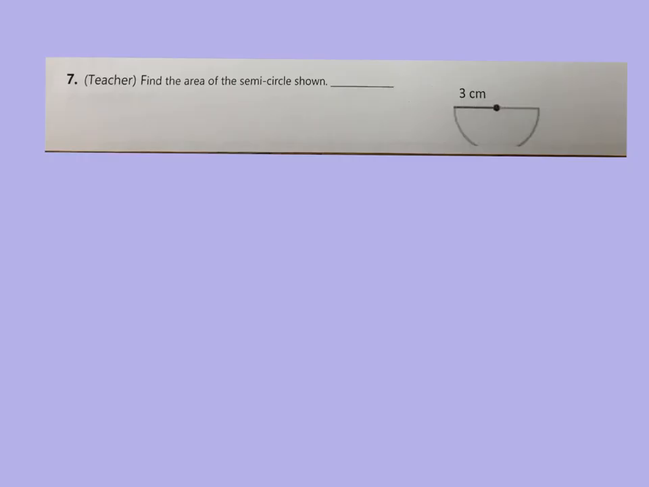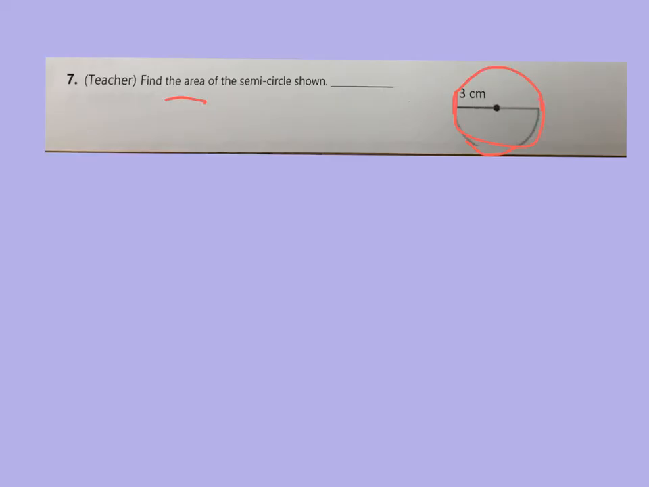So number 7, find the area of the semicircle shown. Well, a semicircle means half the circle. So I see that we're given the radius of half a circle. So I'm going to go ahead and pretend that the whole circle is drawn in and find the area of the whole circle and then split it in half.